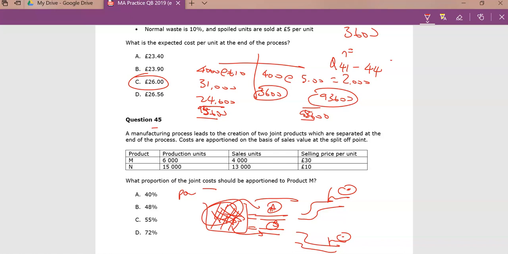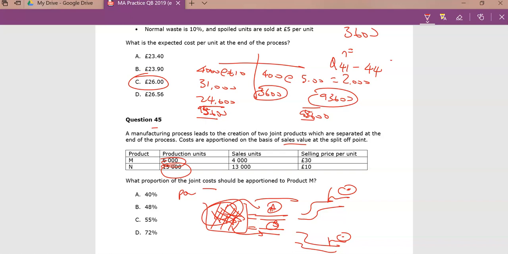So this question is saying that a manufacturing process leads to the creation of two joint products, A and B, for example. Here it's M and N, which are separated at the end of the process. Costs are apportioned on the basis of the sales value. So when they say sales value, it's the sales value of what's come out. You have 6,000 units of M come out and 15,000 units of N also come out. So we're really interested in the sales value. We're splitting those costs on the value of their selling price.